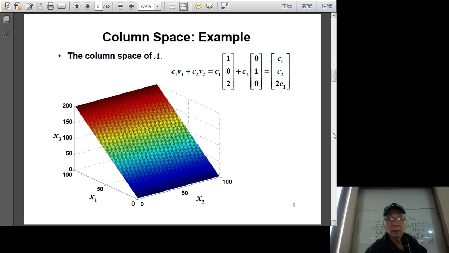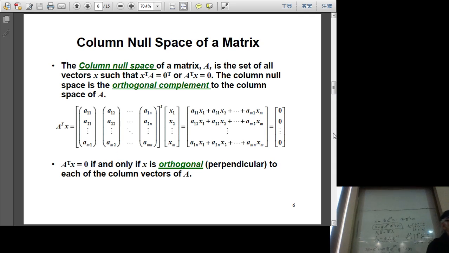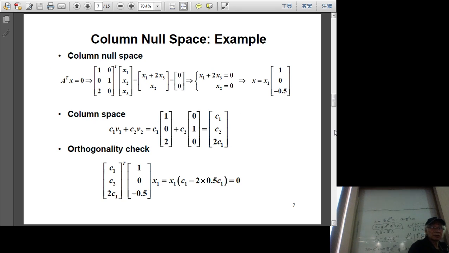Okay. All right, and then the null space. The null space is orthogonal to that, meaning a vector or a space orthogonal to your column space. What is the space orthogonal to your column space? That will be your null space. For this example, your null space is nothing but just a vector.